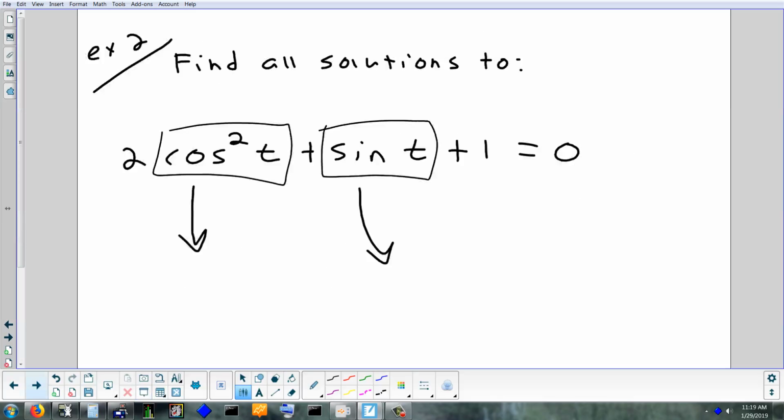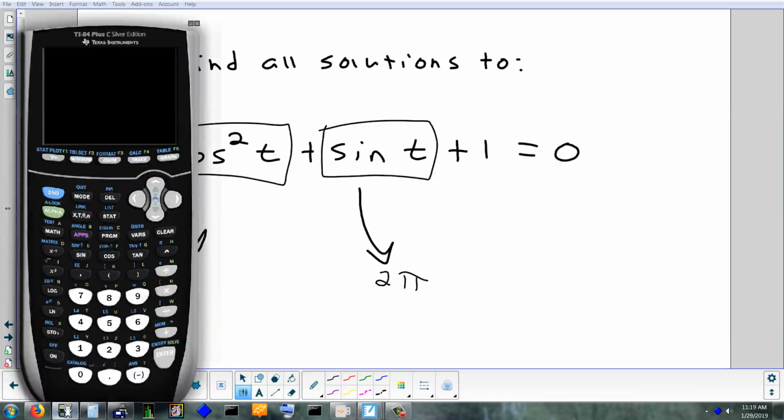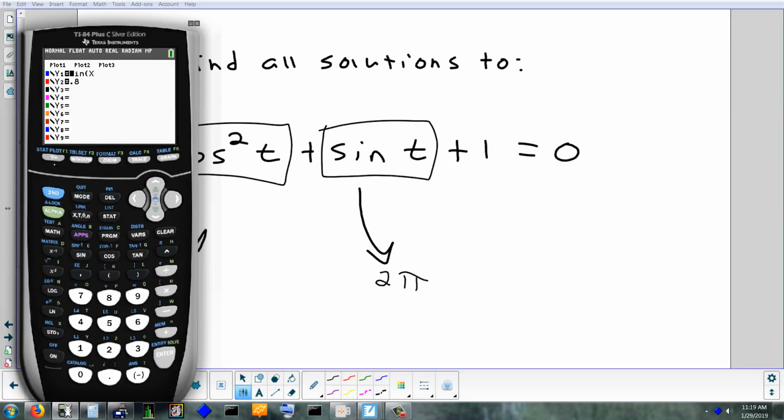All right, so let's start with sine. That one we should already know. What's the period of sine in radians? Yeah, 2 pi. Now let's graph cosine squared all by itself and see how often it repeats. And then from that, I think we'll be able to figure out the period.